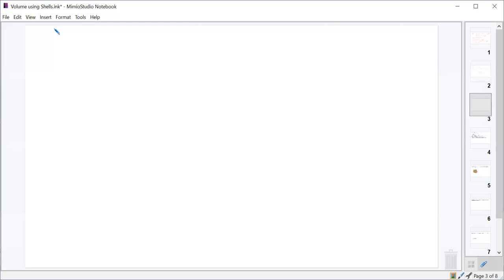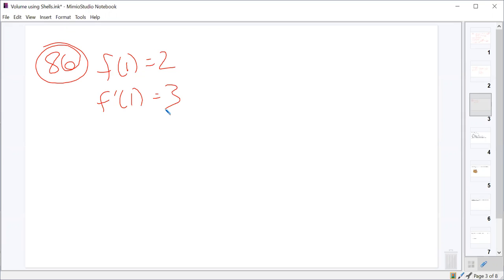Number 86. This looks like it's an inverse rule one, yeah? They give us f of 1 is 2. They give us f prime of 1 is 3. They give us f prime of 2 is 4. And they say, what is f inverse prime of 2?